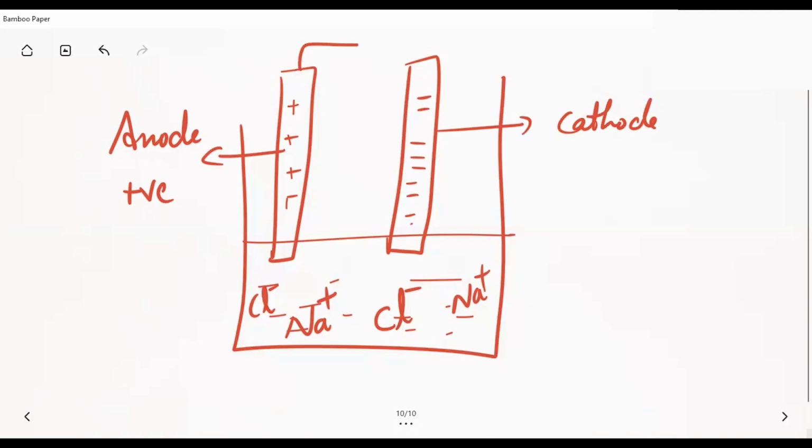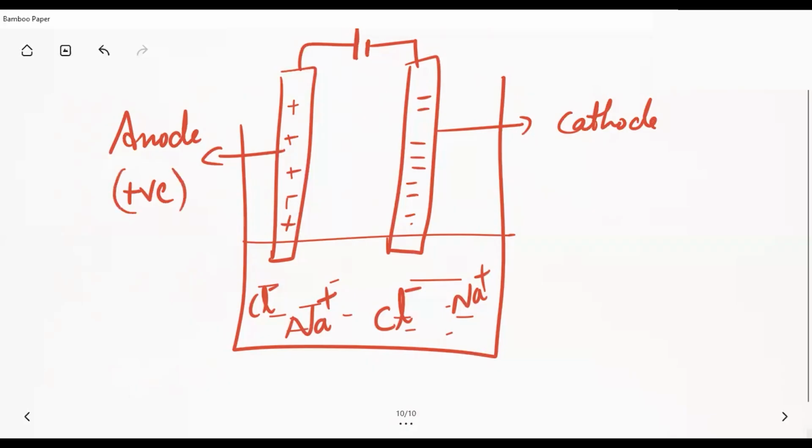Then we have to connect this to a battery. In the last case, the galvanic cell, we connected it to a voltmeter, and an external source was not needed. But here we have to pass electricity from an external source. Then what will happen? Just think: we know that the anode is positive, right?